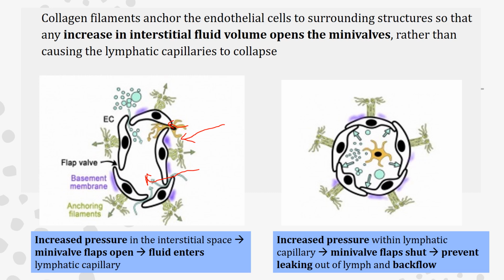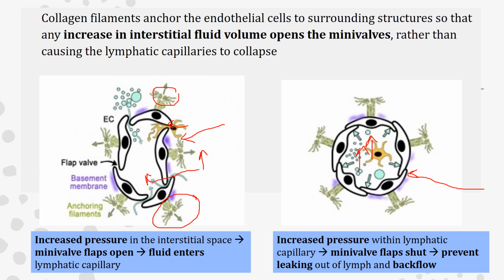Okay, so back to this image, you can see that fluid has filled in because the valves have opened. Increase in pressure outside, valves open, fluid goes in, and the cells do not collapse against each other because you have all the anchoring collagen filaments holding the cells from collapsing against each other. Once fluid enters inside, you move on to the next image: the pressure inside, the interstitial pressure inside the lymph, now it's known as lymph already.